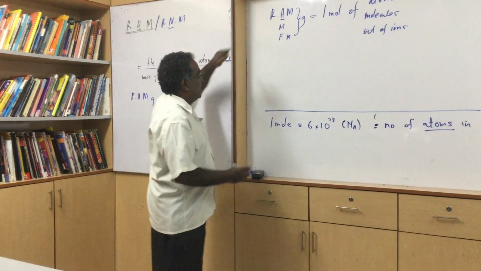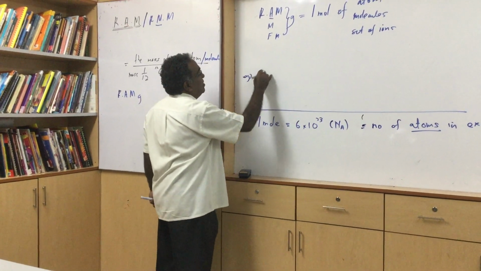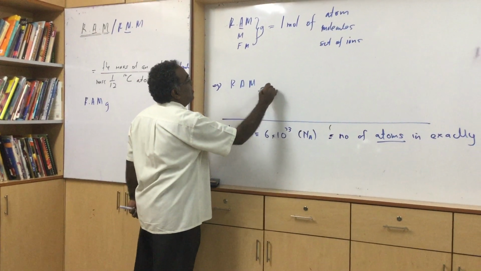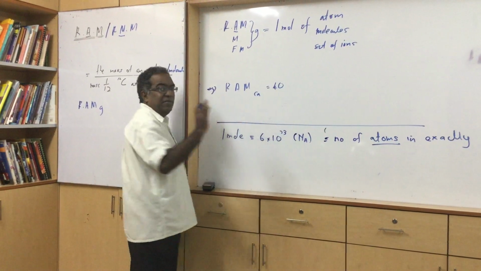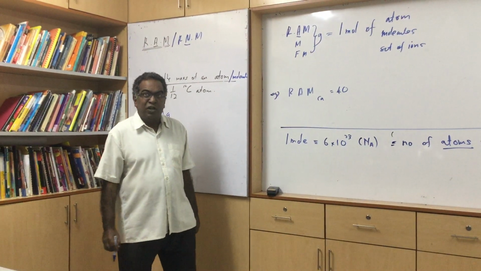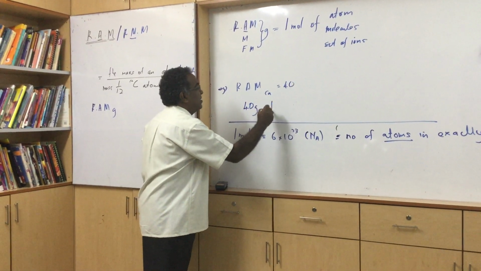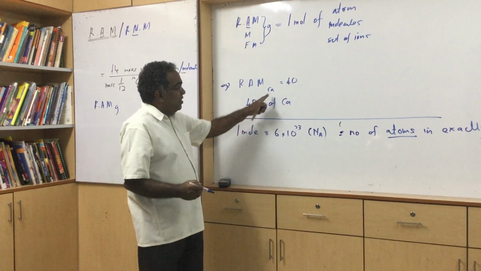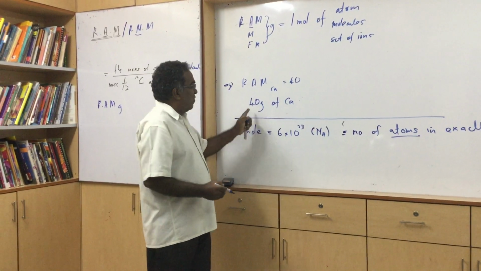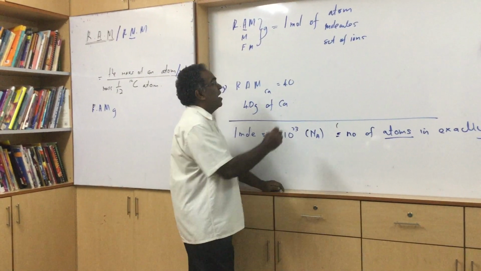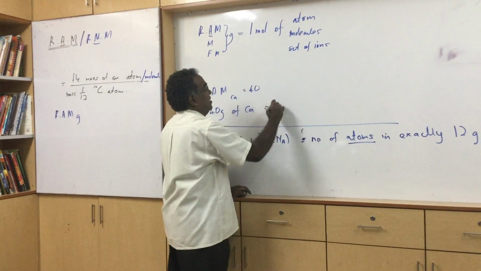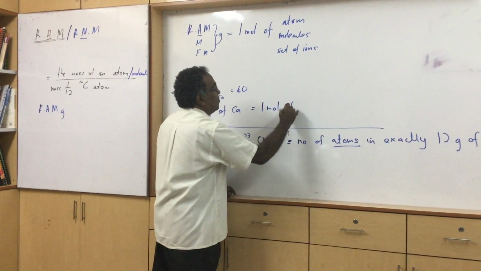So when we take example, the relative atomic mass of calcium is 40. So calcium's magic number is 40. So if I take 40 grams of calcium, remember this only works for calcium. 40 grams of calcium, I will get exactly 1 mole of atoms.